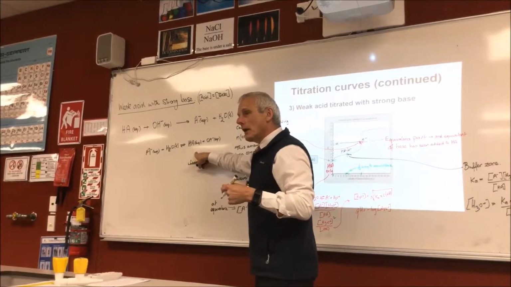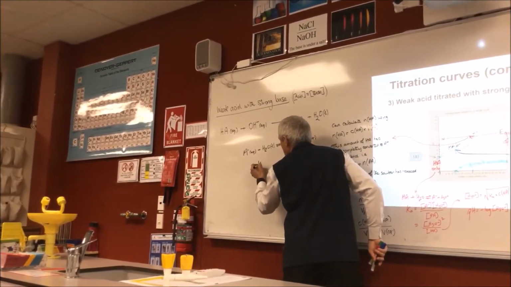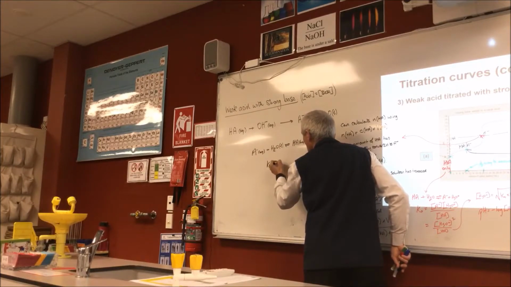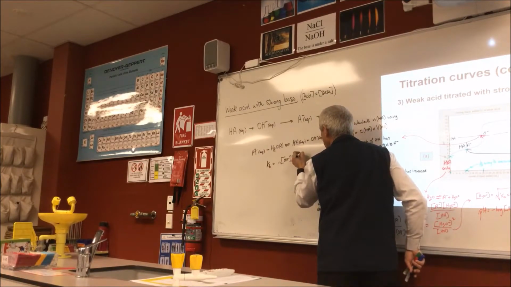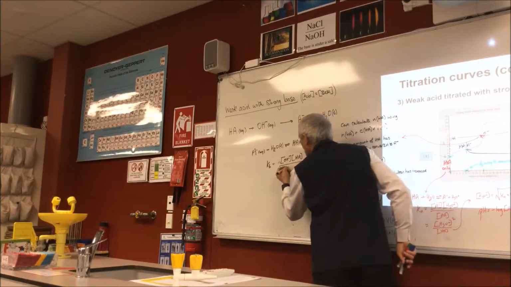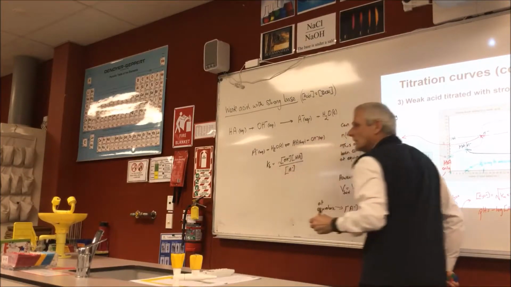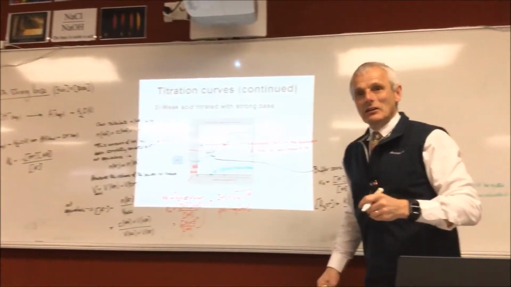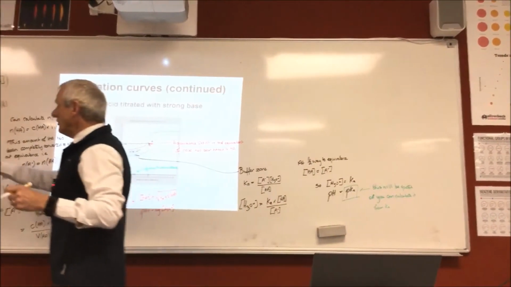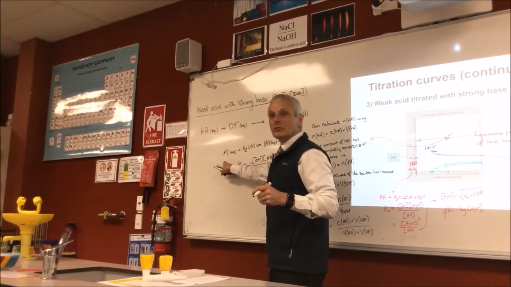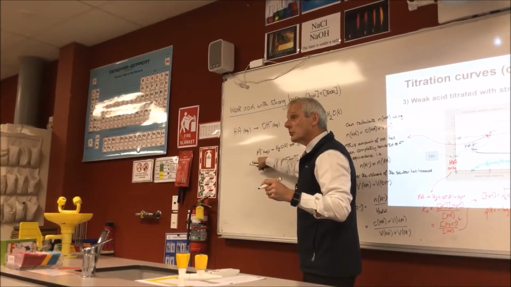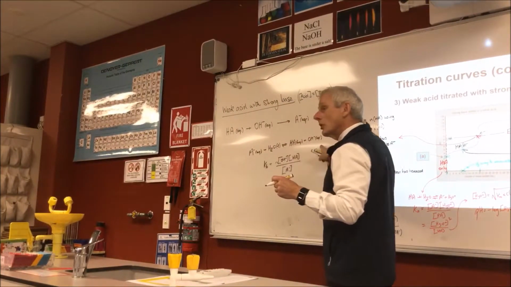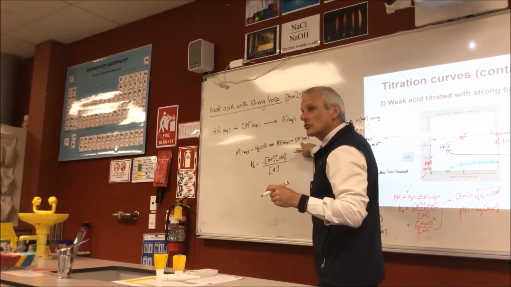Now this is for a base. So we're talking about a Kb here, which is equal to the concentration of OH minus times the concentration of HA, divided by the concentration of A minus. And again, I'll say it, just what I've just said before. This is the only reaction now going on in solution, because it's at equivalence. Okay, this is at the equivalence point. This is the only species that's reactive in solution, and this is the only reaction that's going on. So that and that concentration are the same.